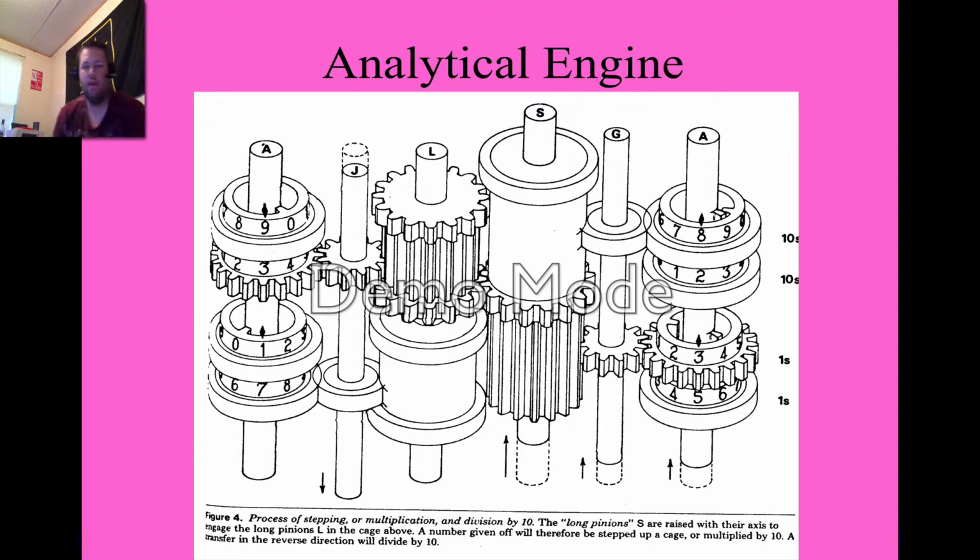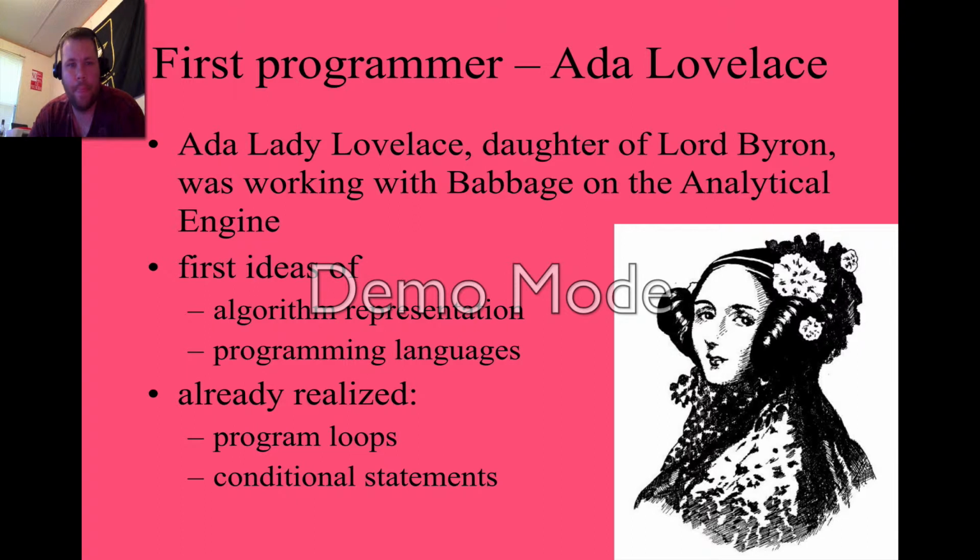Analytical engine. Here's a picture of the analytical engine. It shows how the gears would rotate, and this is how you would select your number. It was very mechanical, no electricity at the time, so everything had to be done with gears and mechanics. But he did find a way of doing this precise.